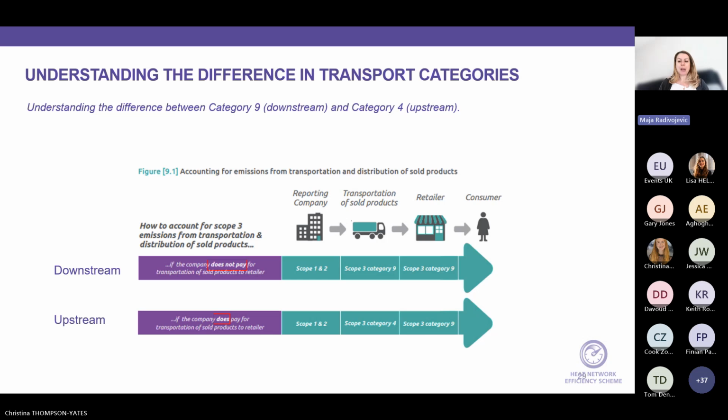So this infographic here simply illustrates the difference between upstream and downstream transportation and distributions, which may not be immediately intuitive. So the downstream applies when the company does not pay for transporting the sold product, whereas upstream applies when the company does pay for transportation. Next slide, please.